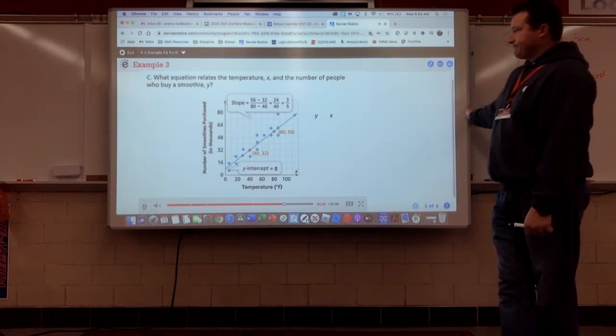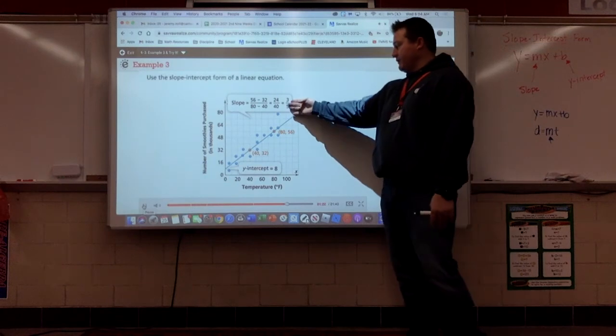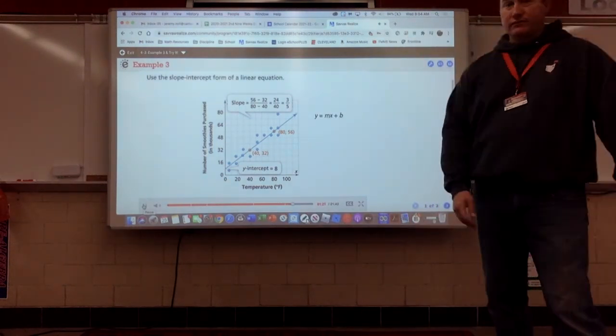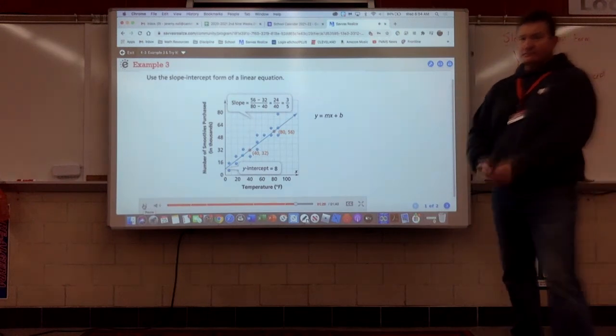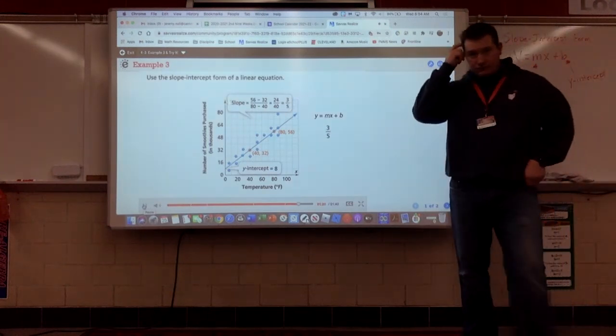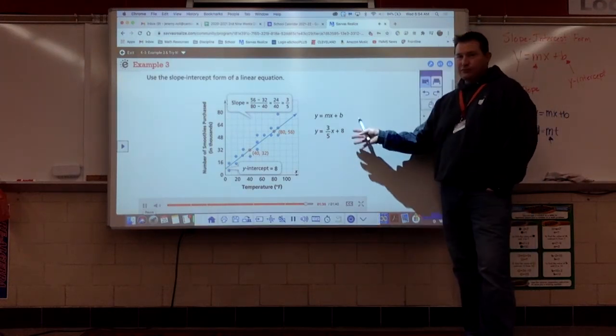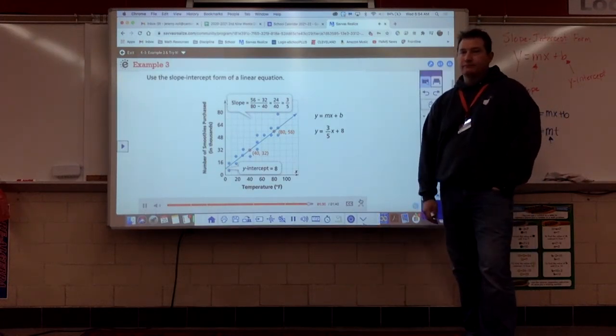Well, if we know the slope is 3/5, we use the slope-intercept form of a linear equation, y equals mx plus b, in which m is the slope and b is the y-intercept. Here the intercept is y equals 8. The equation for the line, put it all together, is y equals 3/5 x plus 8.